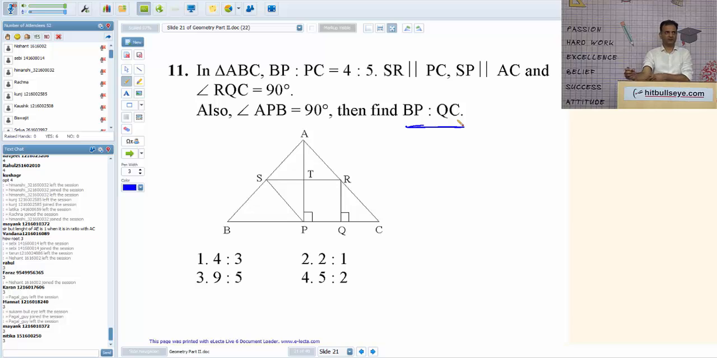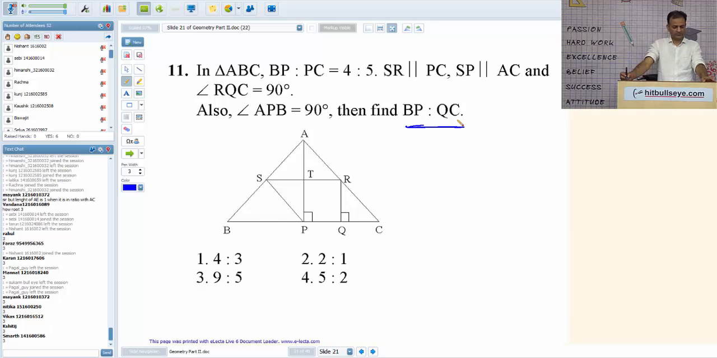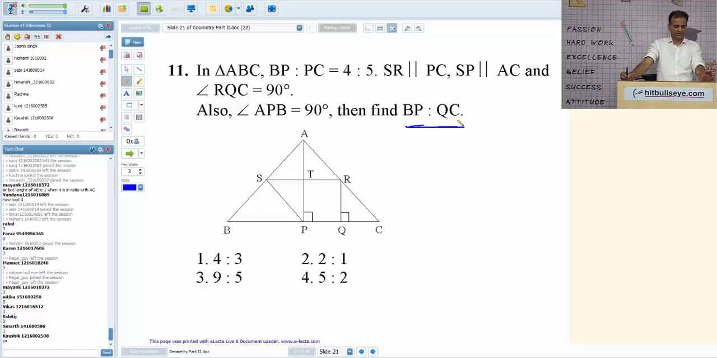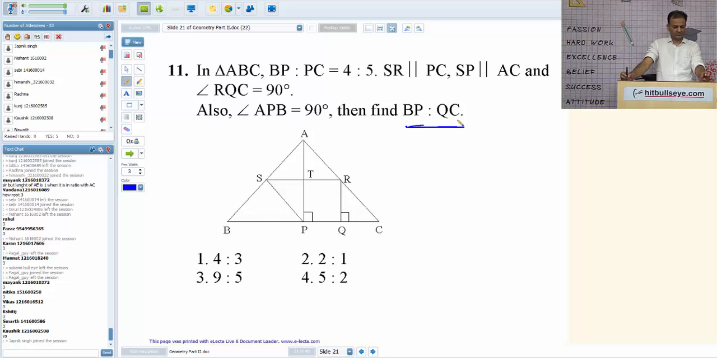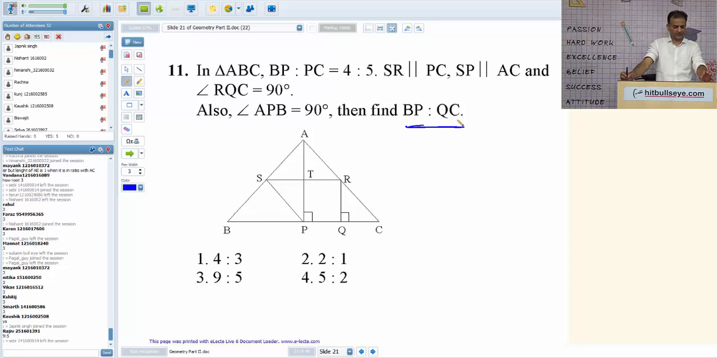Yes, Nitik has come with option 3. Now, should I tell you, friends? Six-seven students have come with the answer option 3. Option 3 is the right answer. Those who are trying, should I tell you? Okay.